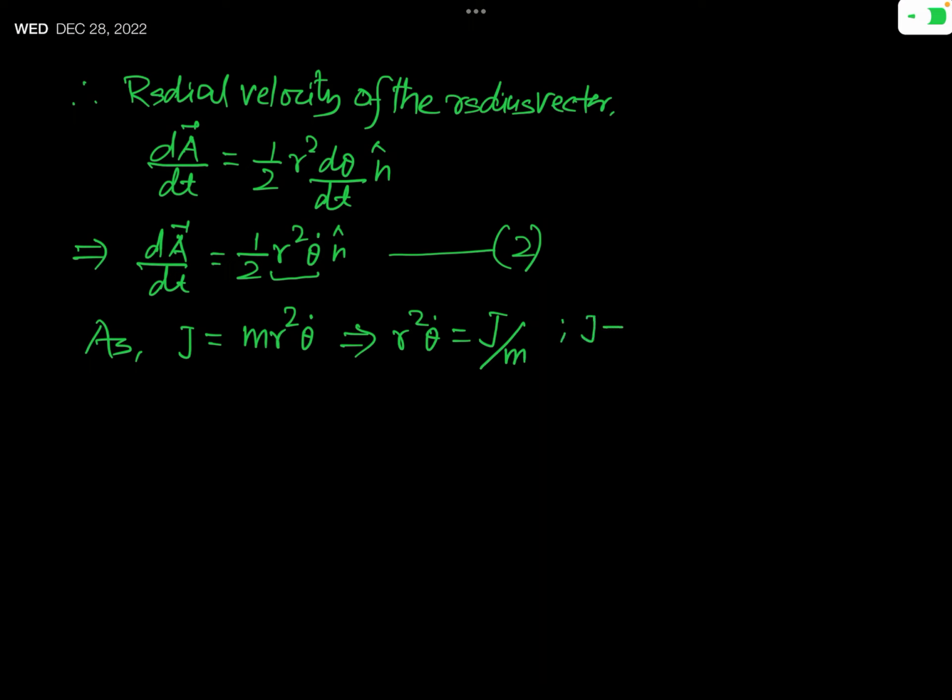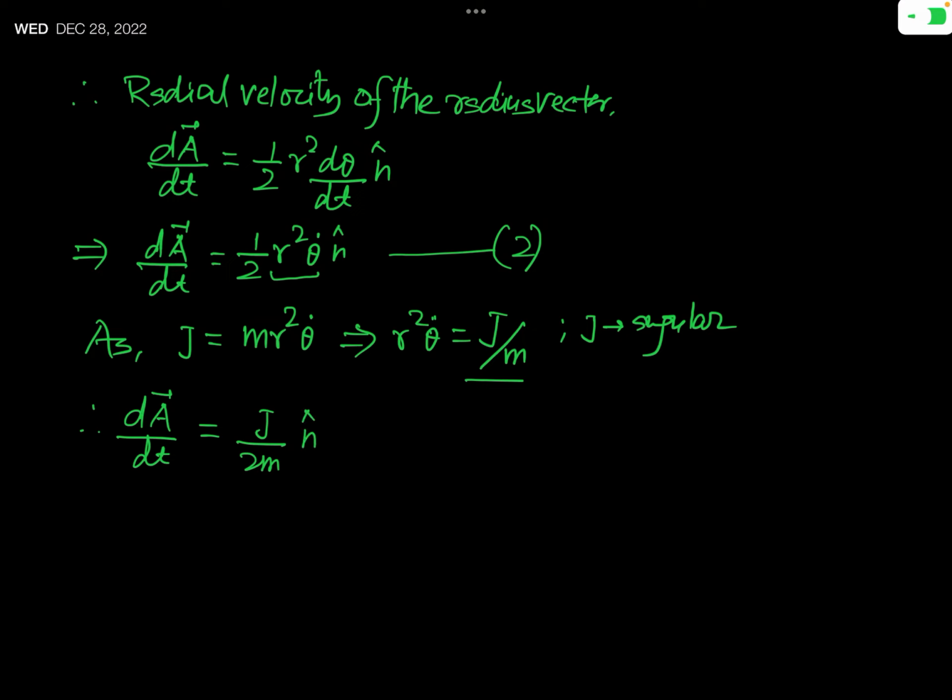You know, J is angular momentum. I have told you that this r square theta dot is simply the angular momentum per unit mass. So instead of this r square theta dot in this equation 2, you can put J over m. And therefore, this areal velocity dA by dt is equal to J over 2m times n hat.